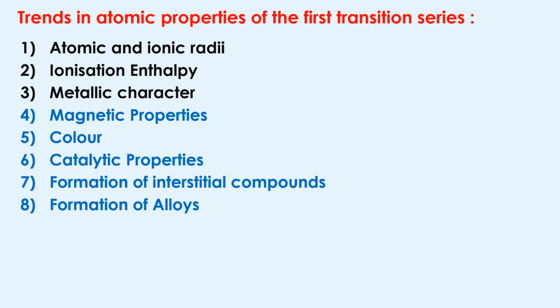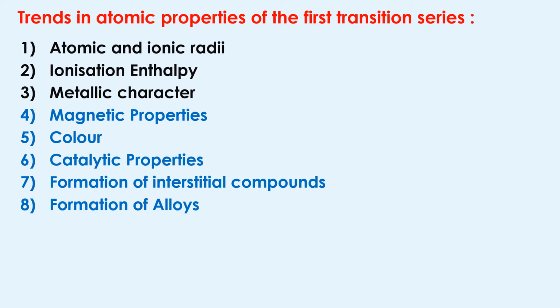Means if you compare chromium 2 plus and copper 2 plus, chromium 2 plus has a higher ionic radius as compared to copper 2 plus. These are two different elements, but they have the same oxidation state. So your observation is what? As the nuclear charge increases, your ionic radii gradually decrease.